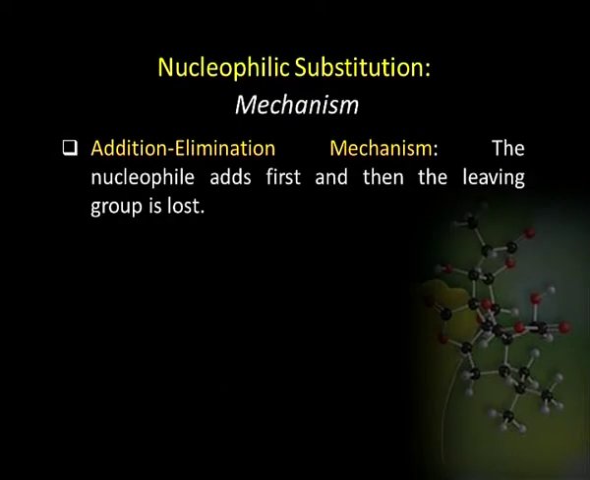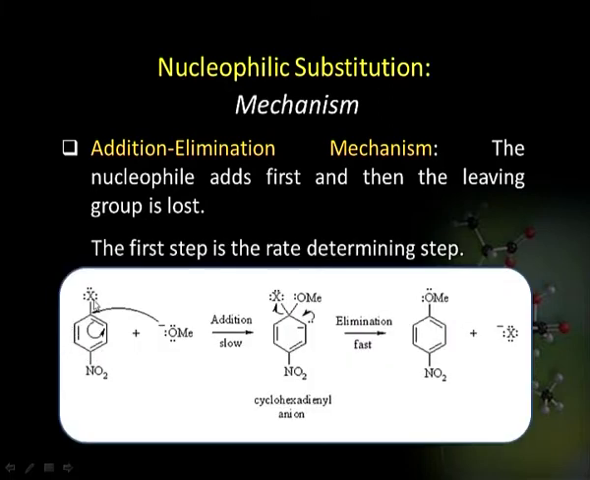The addition elimination mechanism of nucleophilic substitution in aryl halides is when the nucleophile adds first and then the leaving group is lost. In this case we are using nitrohalobenzene, which is attacked by methoxide first, that is, the addition is the first stage, which gives rise to an anion. This is cyclohexadienyl anion, which in the second step, which is a faster step, undergoes elimination and gives rise to the substituted product. The first step, being the slower one, is the rate determining step.